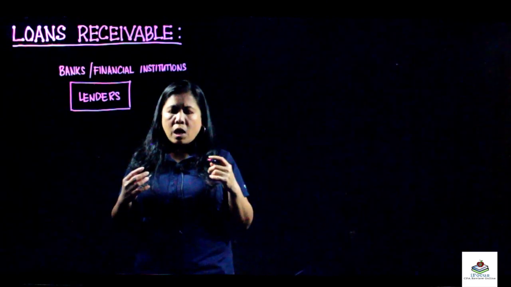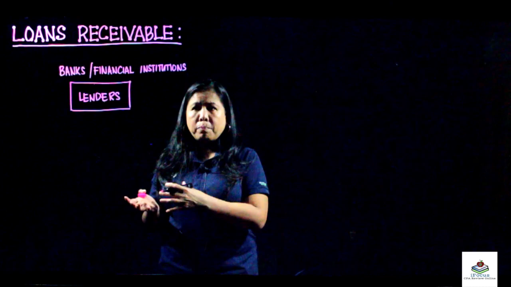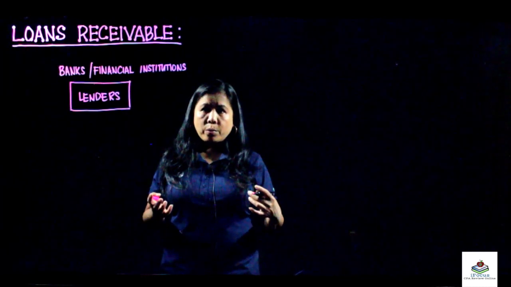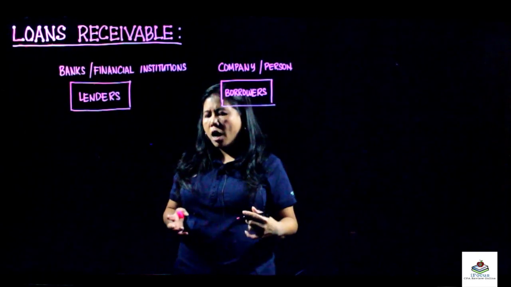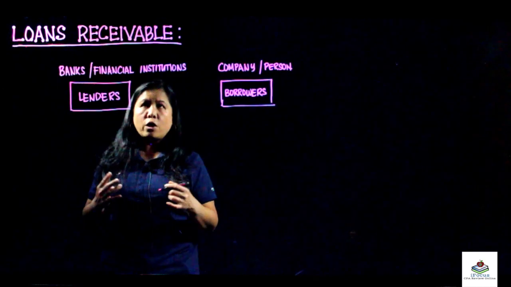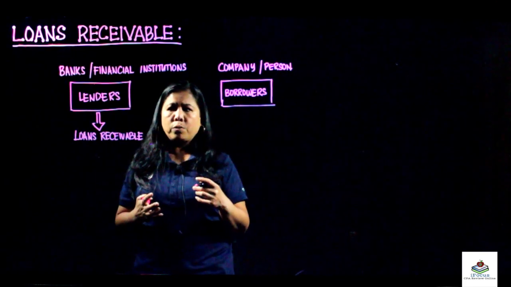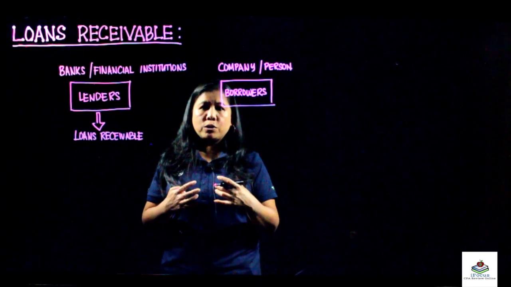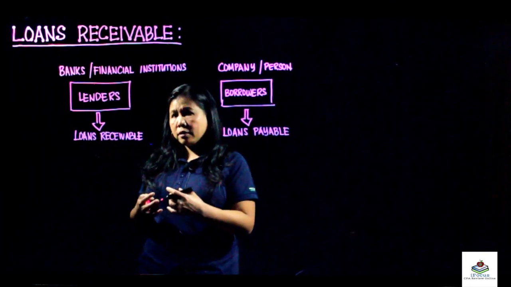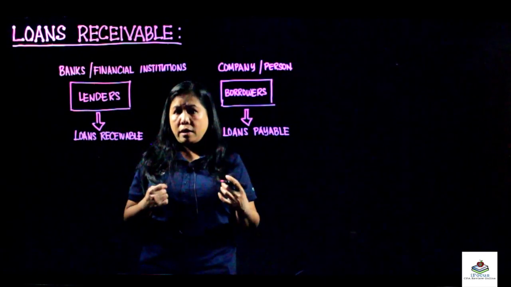And the company or the person that wants to borrow money from the lenders, or the bank, or other lending companies, they are called the borrowers. On the books of the lenders, they record this account called loans receivable. On the books of the borrowers, they record the account loans payable. The lender earns an interest income while the borrower incurs an interest expense.